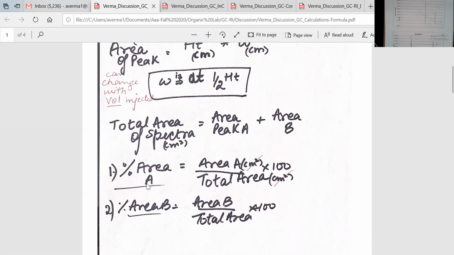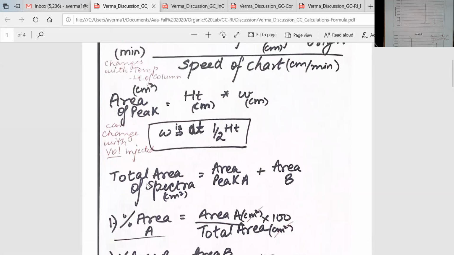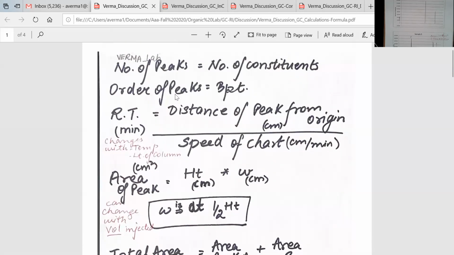How would you know what is your compound? Again, that is dependent on the order of peaks. Lower boiling compounds will appear first, closer to the point of injection. Higher boiling compounds would appear later, away from the point of injection.